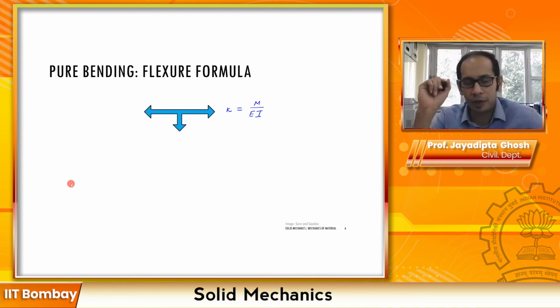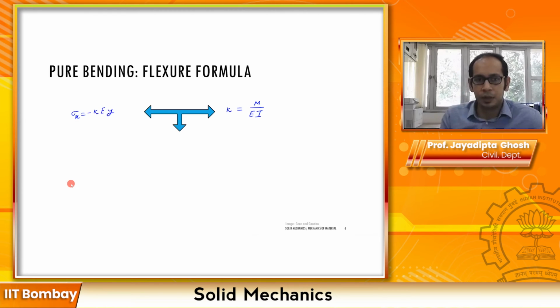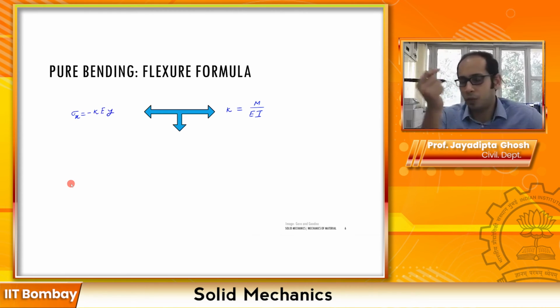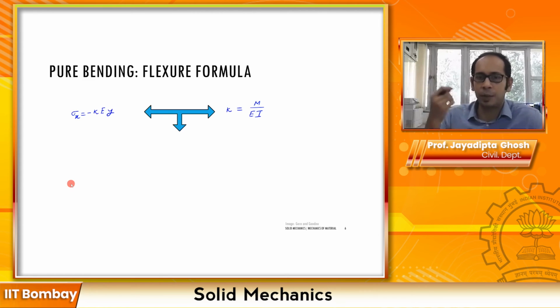Also remember, from our expression between the stress and the kappa, what was that relationship? That was sigma x equals minus of kappa E y. Because remember, the strain was your y times kappa. So your stress from Hooke's law was E times y times kappa, which is slightly rearranged, so kappa times E times y.